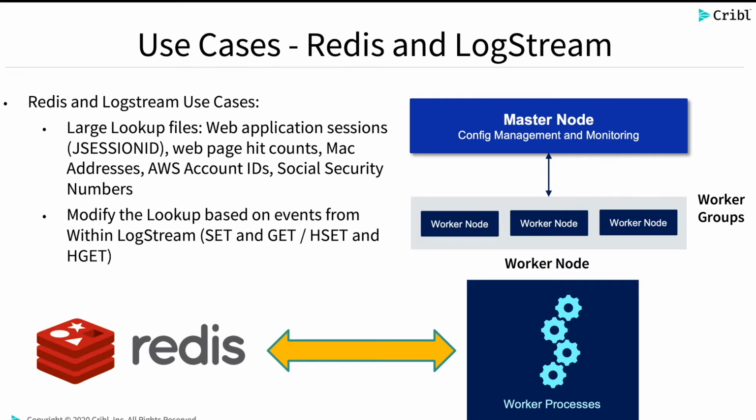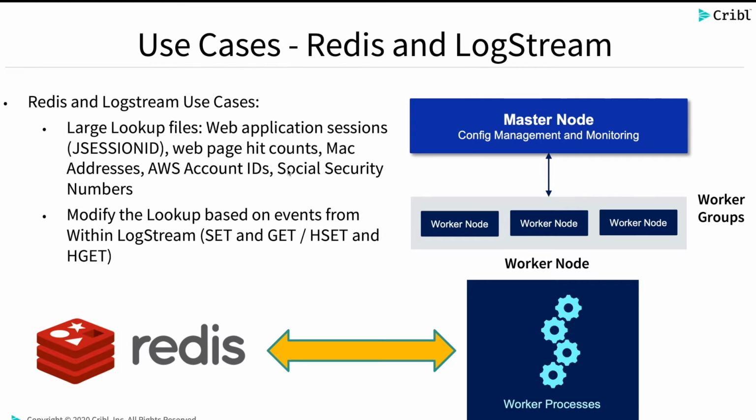When we use Redis, we can then start considering very, very large lookup files that could also be modified on the fly. For example, you could have a JSESSIONID table that gets modified every millisecond, and we can use that as a lookup to make sure that LogStream has the latest and greatest information at the time of the lookup, without the impact that would otherwise be on the worker process memory.